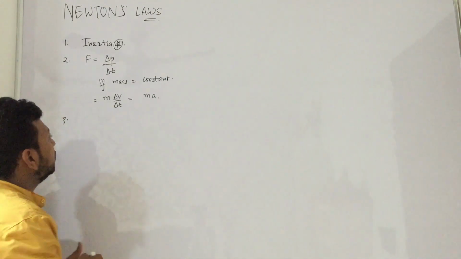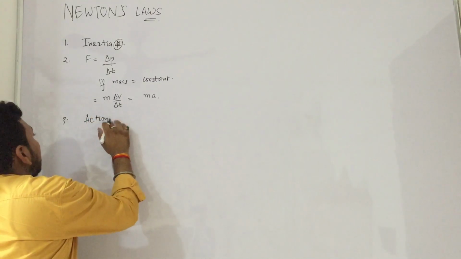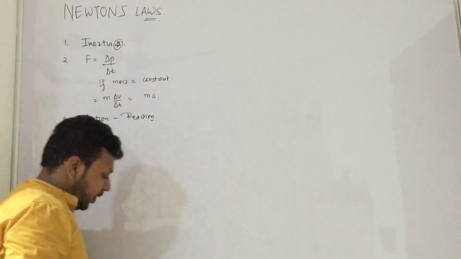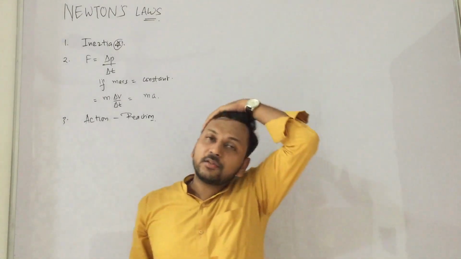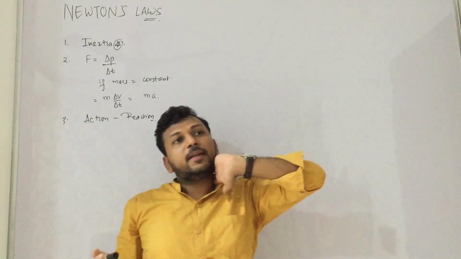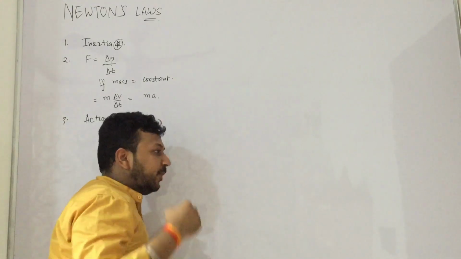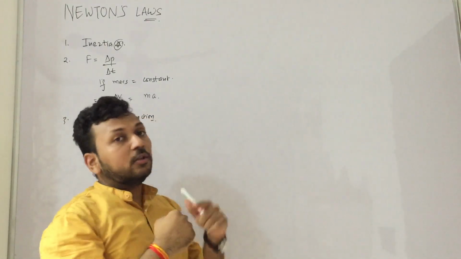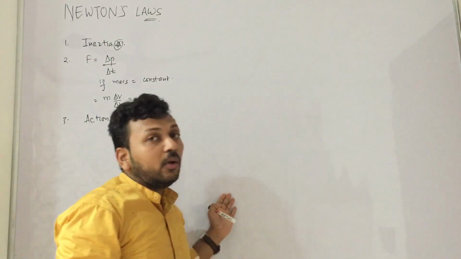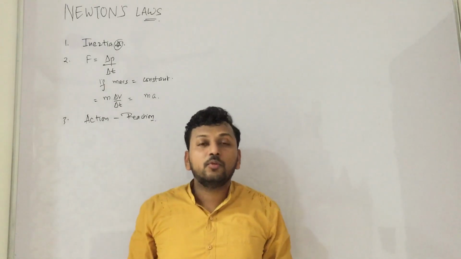Third is the most famous, which is action reaction. Every action has an equal and opposite reaction. Now this is applicable everywhere. First we will study it in terms of physics. If I hit the board, I apply a force on the board, but I also experience a little pain, because the board also applied the same force on my hand. Every action has an equal and opposite reaction.